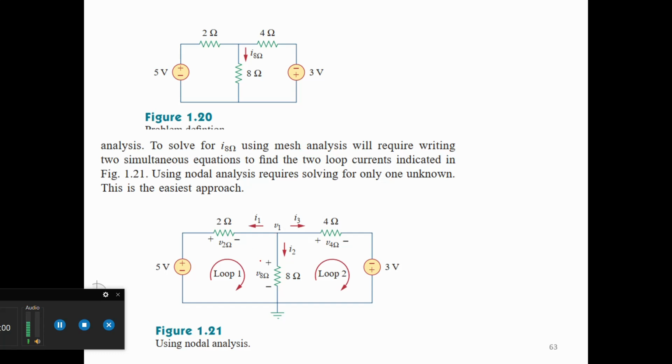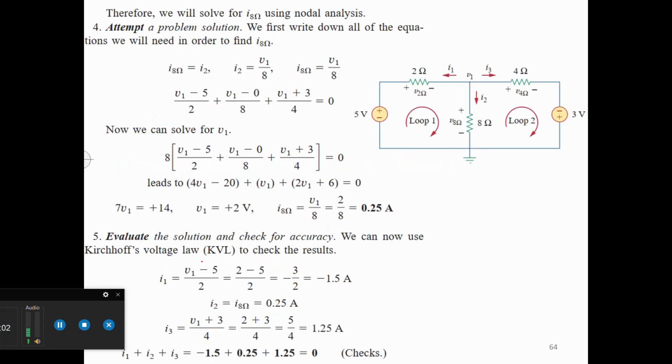We'll define the different currents. So we can say that I8 ohm is the current passing through this 8 ohm resistance. We can name it I2. I2 will be the voltage between a higher voltage and the ground voltage. Consider this as 0 volt. So V1 minus 0 volt divided by 8, and I8 ohm can be represented as V1 divided by 8.